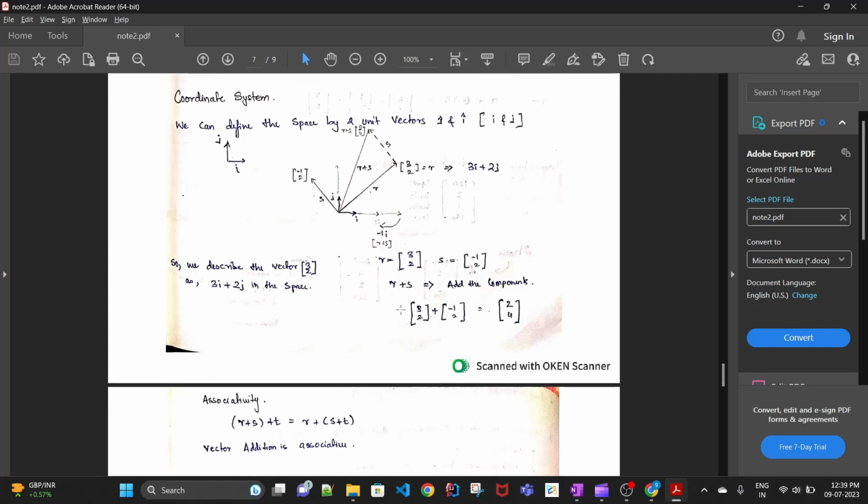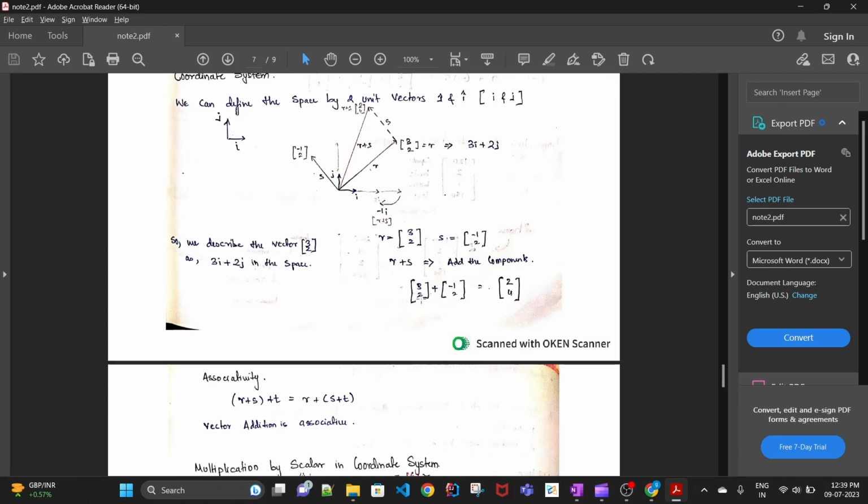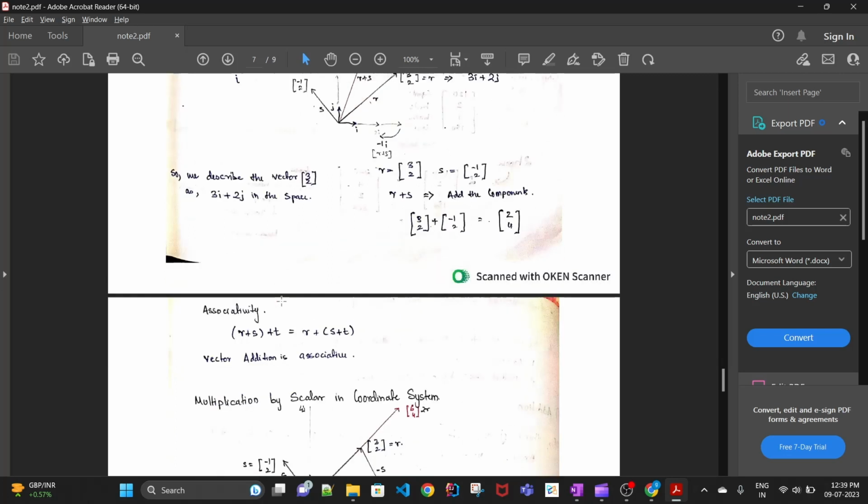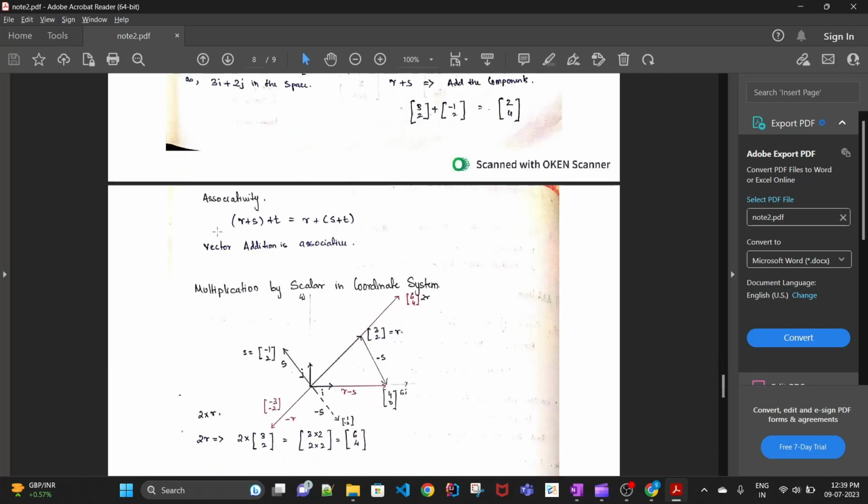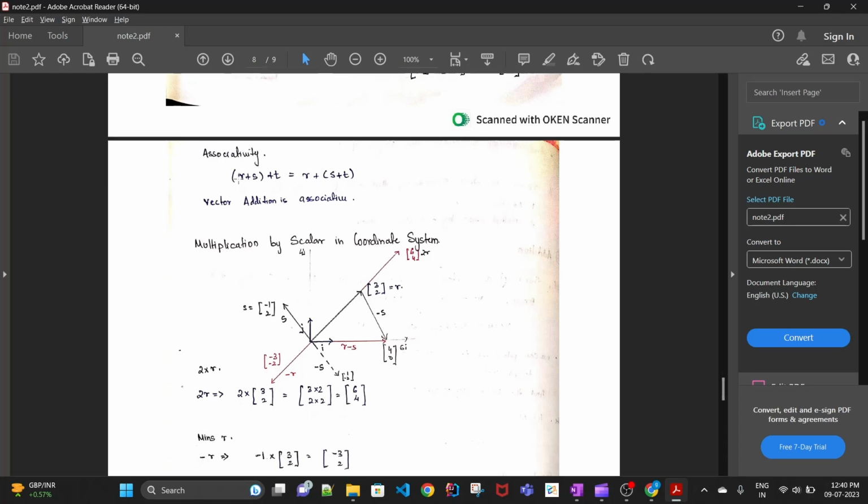When we perform addition on vector r and vector s, we add the components along the same unit vectors. So for example, 3 and minus 1, we add them, we get 2, and 2 plus 2 is 4. This forms a new vector, which is the resultant of vector r plus vector s. Vector addition also follows the associative principle, so the LHS and RHS will be the same.